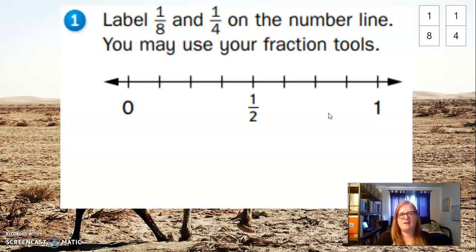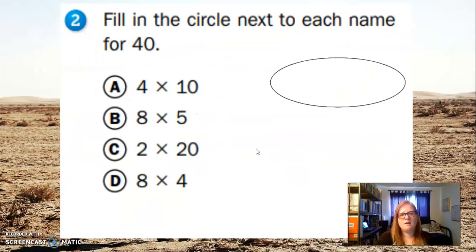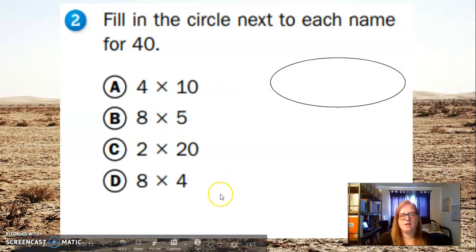Label 1/8 and 1/4 on your number line. You may use your fraction tools. So I provided you with the fractions 1/8 and 1/4 over here. You're going to grab them and drag them where they belong on this number line. Fill in the circle next to each name for 40. Well, instead of doing that, I've provided you with these circles. You drag them over to whatever equations equal 40.